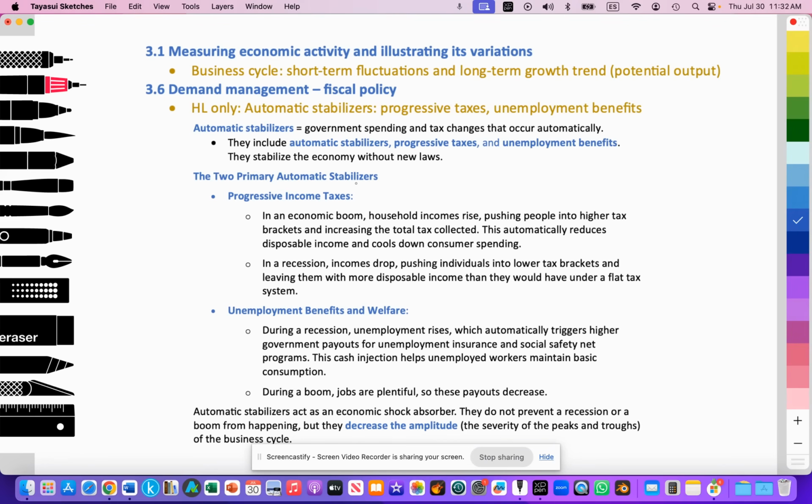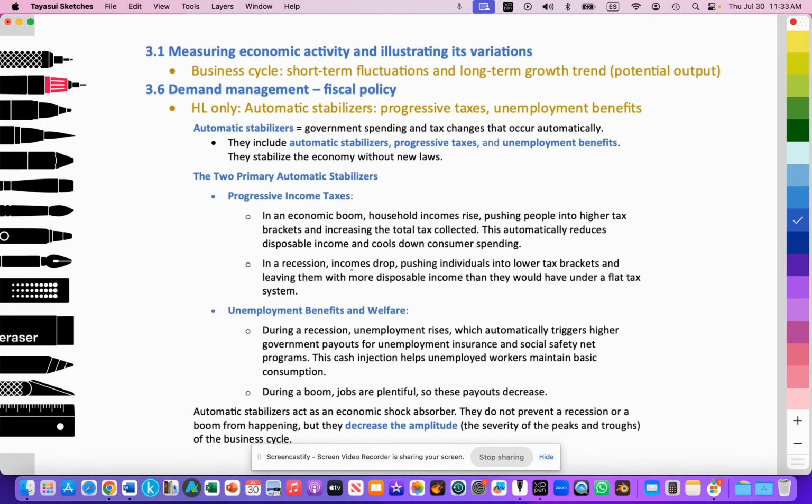The two primary automatic stabilizers are progressive income taxes, so that within an economic boom and an economic expansion, when GDP is rising year after year, we would expect that productivity is up and per capita income is rising, and that may push households up into higher income tax brackets. As a result, that would increase the total tax collected by the central government, and that would automatically reduce the disposable income that households have, reducing their consumption spending.